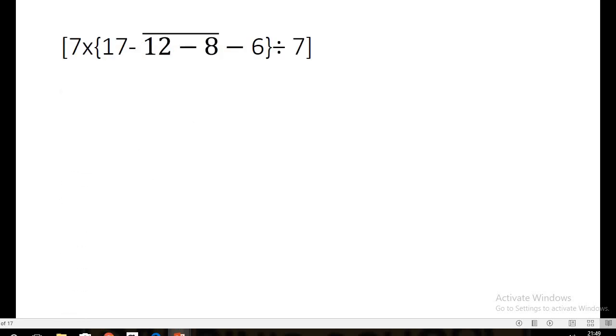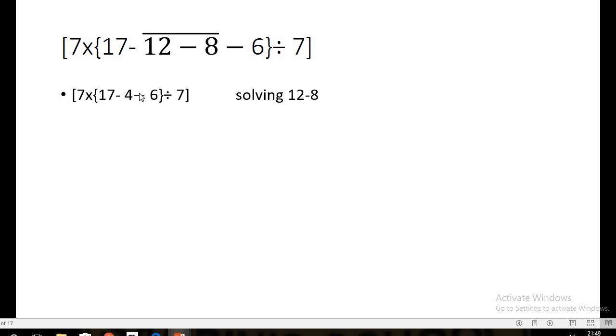Moving ahead, we have the next question. In this question we have 12 minus 8 in vinculum. Vinculum means bar bracket or line bracket. So we always solve the line bracket first. So 12 minus 8 is solved as 4.